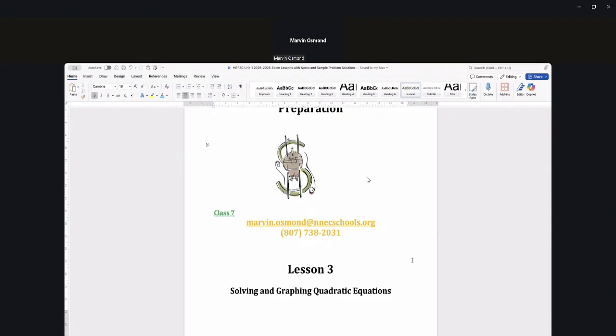The vertex form of the equation, we can use it for transformation, which we did in lesson number 2. It gives us the vertex of the parabola, whether the graph opens up or opens down, and whether it was moved to the right or left, or up or down. We get the vertex right from the equation as well. That is a very useful form of the equation.